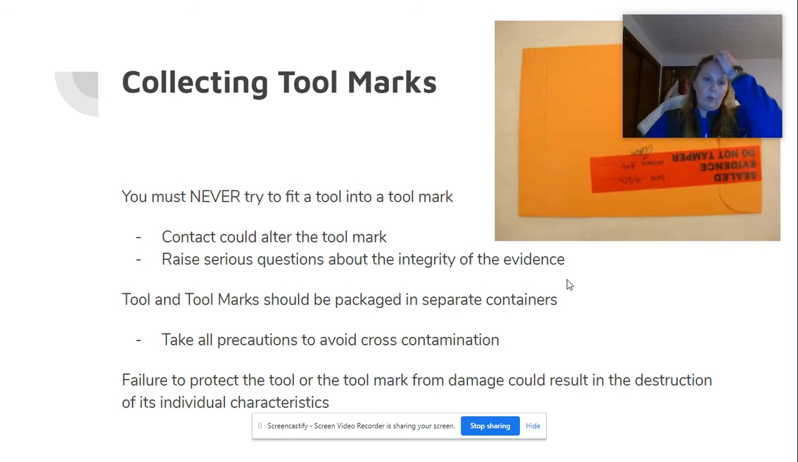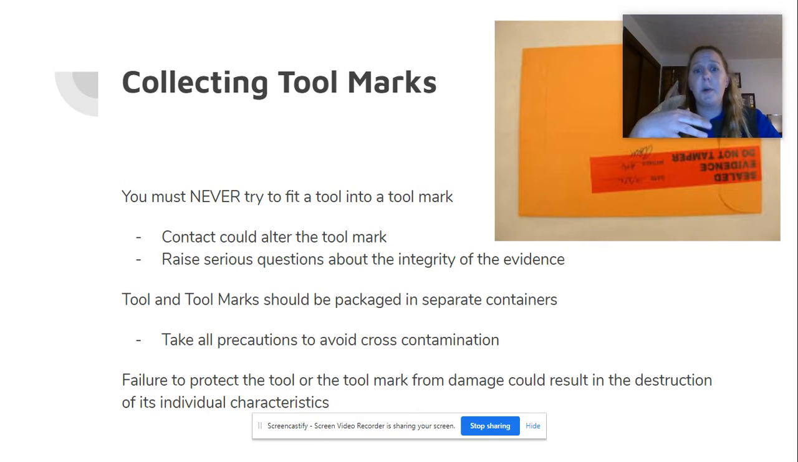You never want to put a tool into a tool mark. So if you find a tool mark on a door, you never want to be like, ooh, was this the one that made the tool mark? Because you run the risk of altering that tool mark itself, which raises serious questions about the integrity of the evidence as a whole.